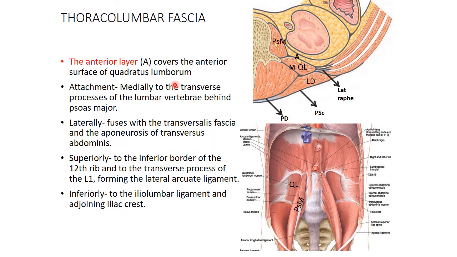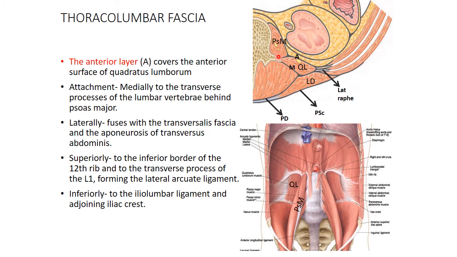Anterior layer of the thoracolumbar fascia. Here again I have marked the muscles. Psoas major muscle over here, quadratus lumborum muscle here, latissimus dorsi, and these are paraspinal muscles. So this anterior layer is attached to the anterior surface of the transverse process. The middle layer was on the tip of the transverse process. See over here, the middle layer over here.